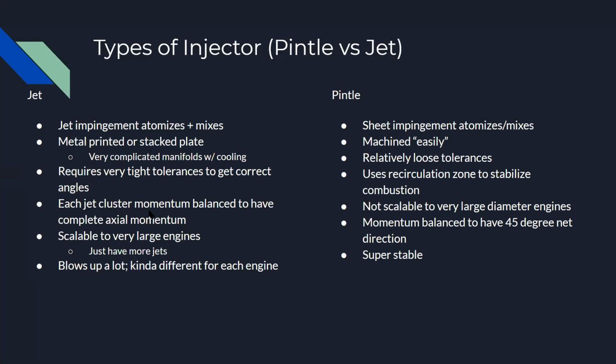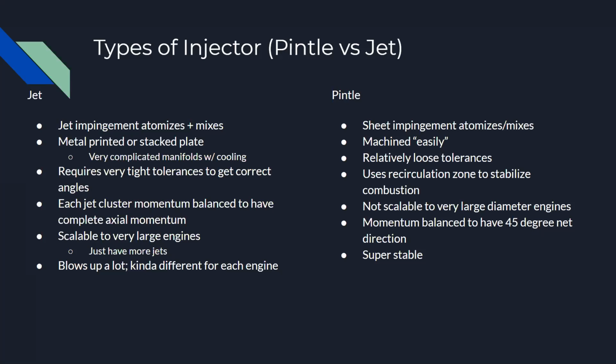Another thing for the jet type is you want to have the resulting momentum of the colliding jets to be axial in the direction of flow down the nozzle. So yeah, you've got to do the math to get that right. The one advantage these have is they're very scalable to large engines. It's literally just a pattern of jets, and you can just keep adding them as the injector face gets bigger.